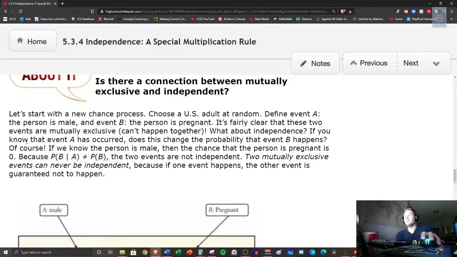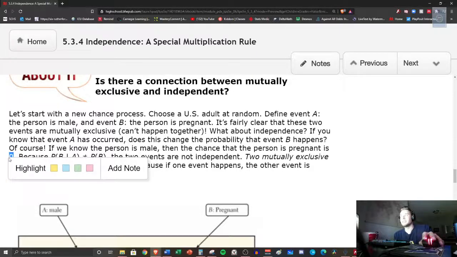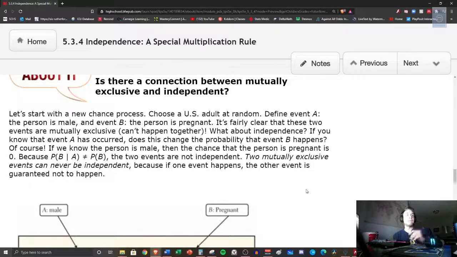What about independence? If you know event A has occurred, does this change the probability event B happens? Of course. If we know the person is male, then the chance the person is pregnant is 0, right? So if you have a mutually exclusive event, can't happen at the same time, that means automatically if one of them happens, the other does not. It tells you the probability of the other immediately. Okay? So that's the idea of independence. Knowing one event helps you predict the future chance of the other event.